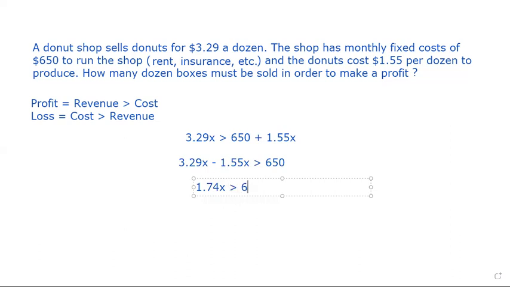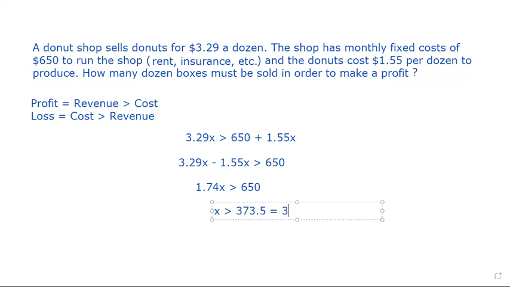And now, how many boxes must we sell to cover our fixed costs? And that's what we're looking for. So of course, we need to divide both sides by this 1.74. So that's going to give us 650 divided by 1.74. So x is greater than 373.5. So we're going to round this.